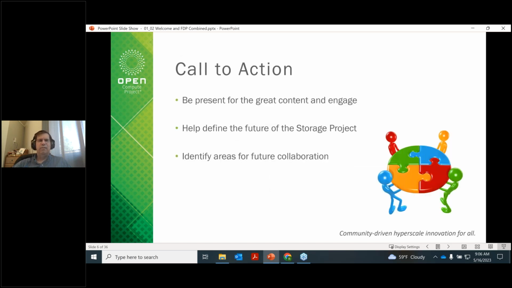I should also add, as a call to action, please be present for this great content and engage. Think about helping define the future of the storage project, and think about identifying areas for future collaboration.